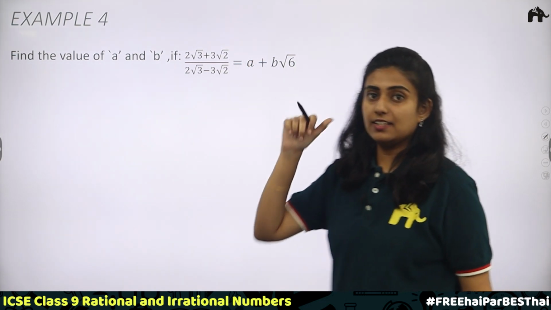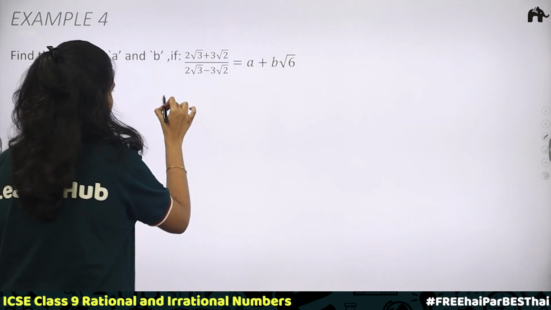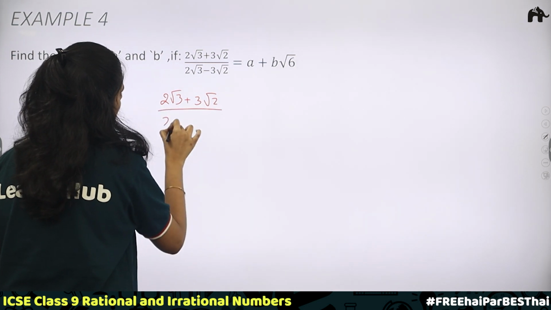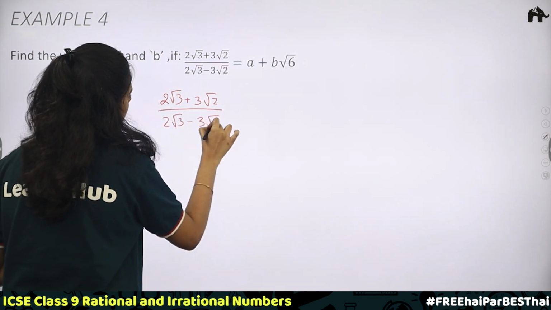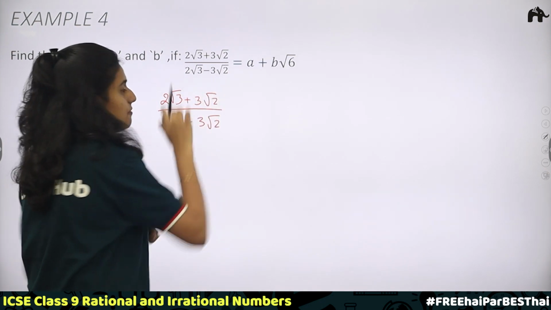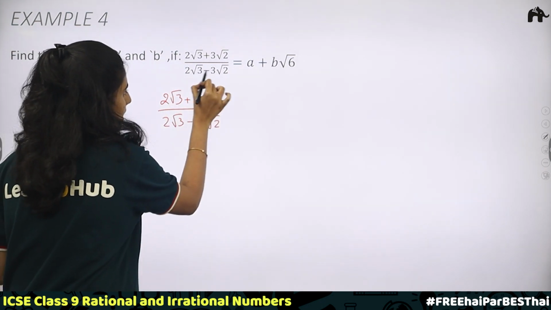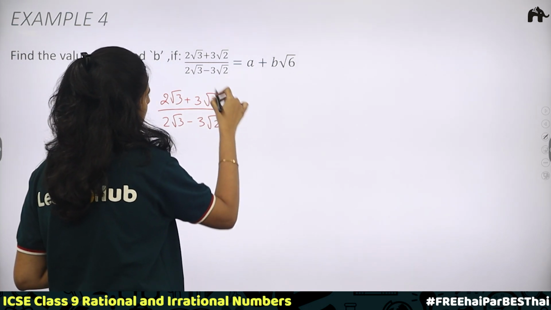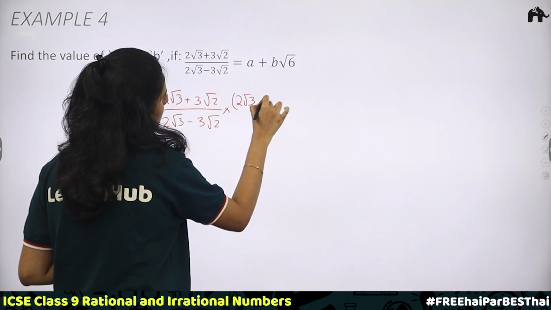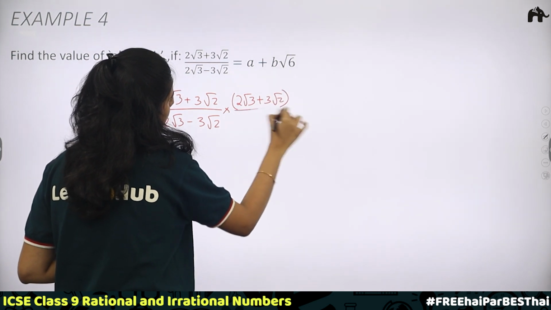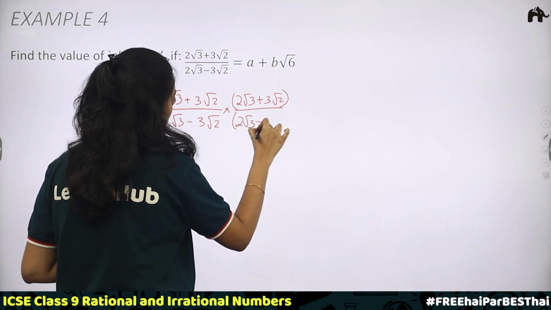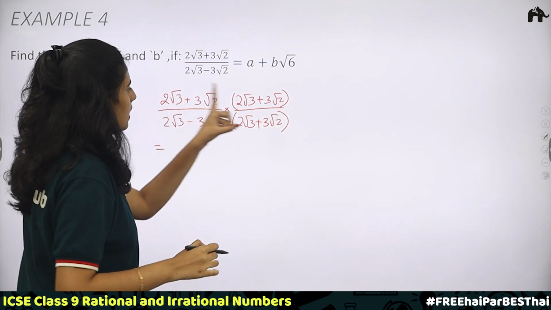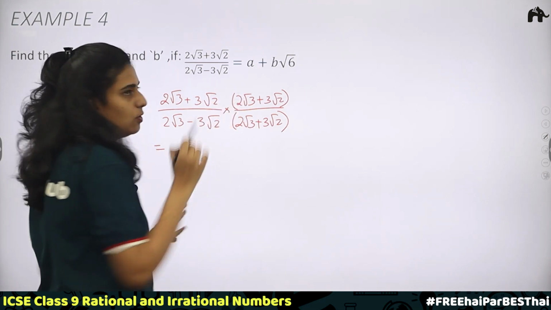So here we have to take the left hand side first. The left hand side we have 2 root 3 plus 3 root 2 divided by 2 root 3 minus 3 root 2. First step, take the denominator, find the rationalizing factor. Here we have negative sign, change it to positive sign and multiply the numerator and denominator. So you will be getting 2 root 3 plus 3 root 2 divided by 2 root 3 plus 3 root 2, which is equal to A plus B into A plus B, which is A plus B whole square.